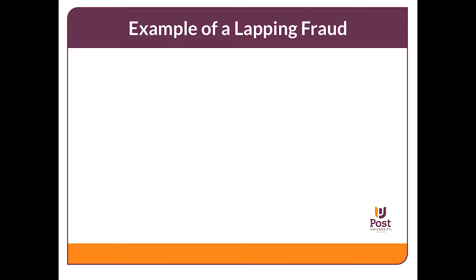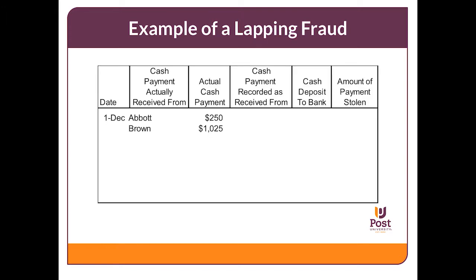Lapping is the concealment of a cash embezzlement by delaying the recording of cash receipts. As shown on this slide, customer Abbott pays $250 and Brown pays $1,025 on December 1st. The bookkeeper steals the $250 payment from Abbott and deposits the $1,025 payment into the bank.